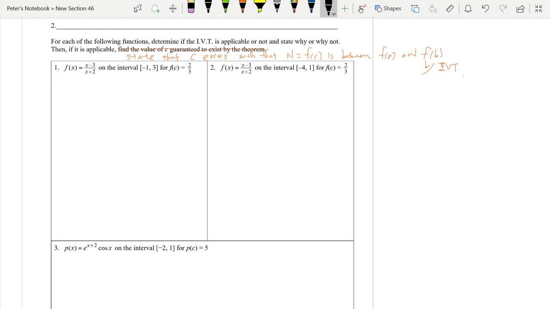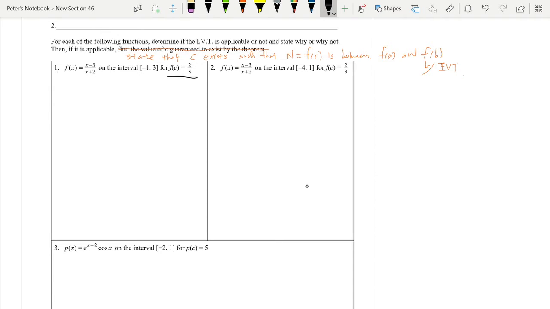All right. So we have f of x equals x minus 3 over x plus 2. That's a rational function on the interval -1 to 3, and we're trying to figure out if there is a c such that when I take the function of it, the output is equal to 2 over 3, which should also be in the interval -1 to 3. Okay, so let's check it out.